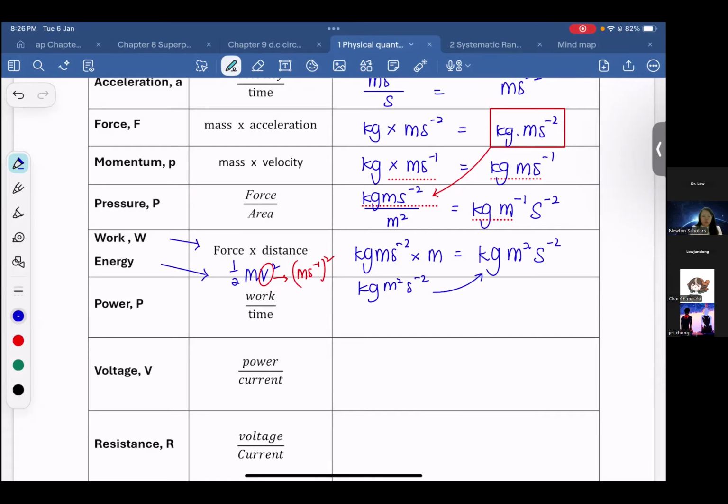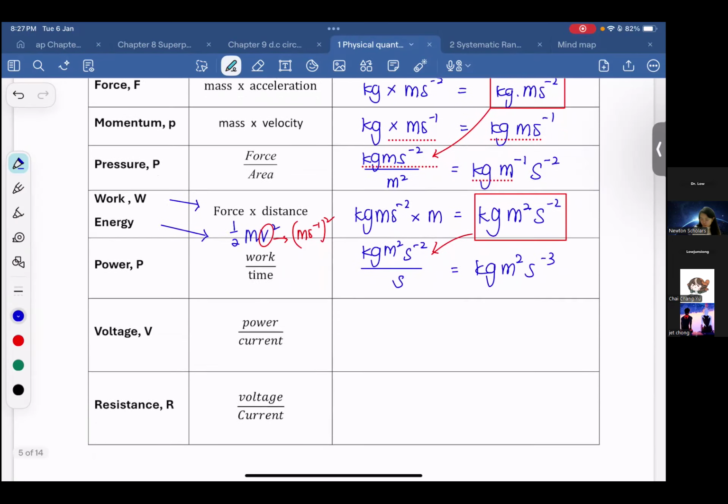Okay, thank you. So can you do the calculation for the power? This one I erase first. Power is the work divided by time. So it's kg m^2 s^-2 divided by time, which is in second. So I will get kg m^2 s^-3 for power. Okay, kg m^2 s^-3. Very good. Okay, voltage. Voltage is the power divided by current.